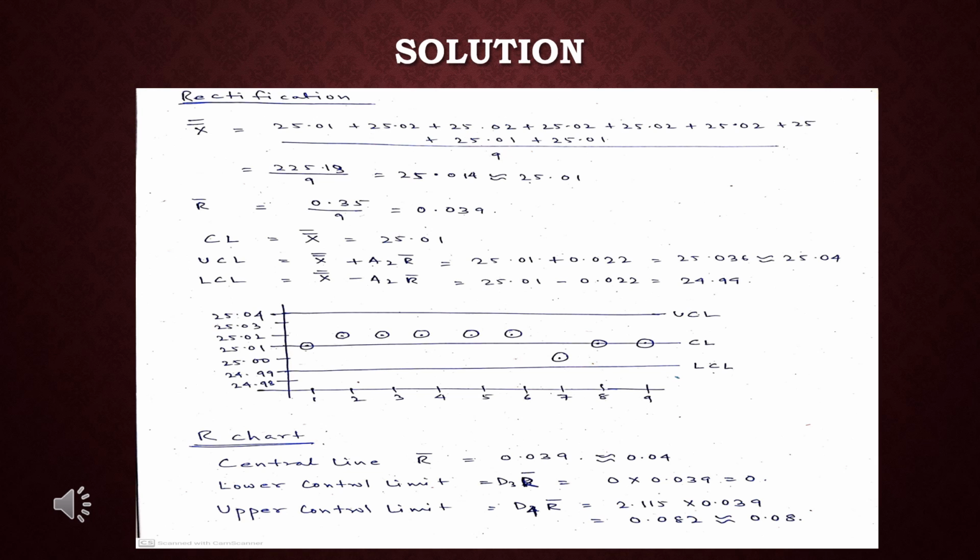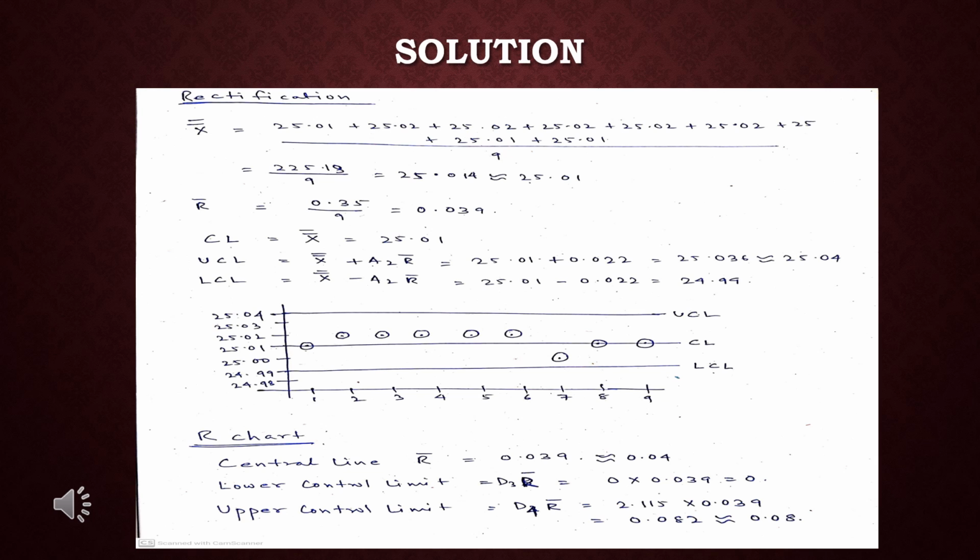R bar. We find out that X double bar is coming at 25.01 and the R bar is coming at 0.039. The process is absolutely the same as the previous one, just here the sample number has changed from 10 to 9. Moving on with the calculation of central line, lower control limit, and upper control limit, we can easily find out that the central line is coming at 25.01, the upper control limit is coming at 25.04, and the lower control limit is coming at 24.99.